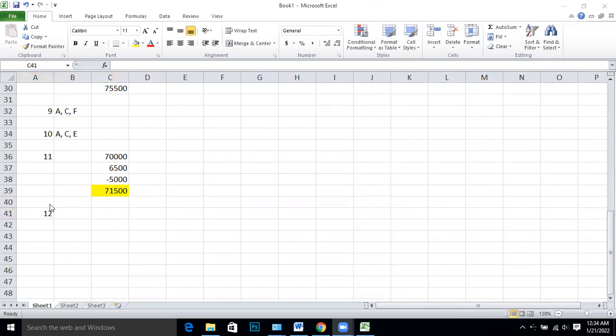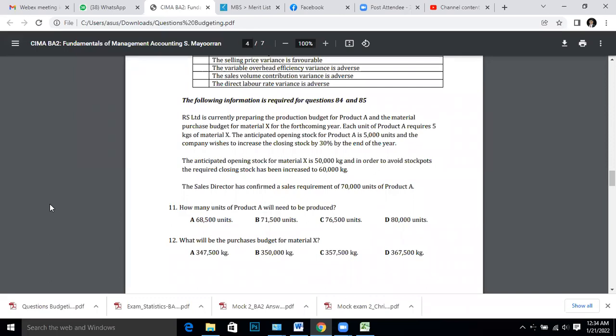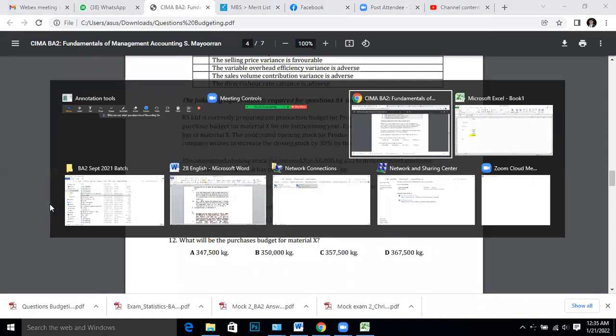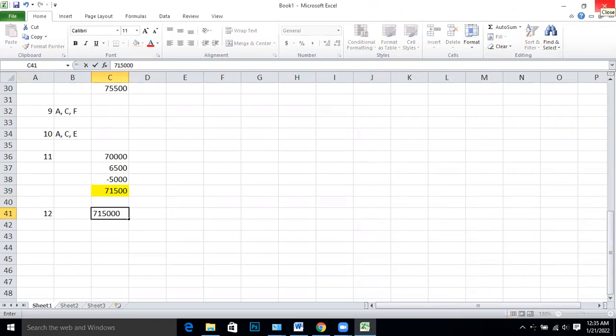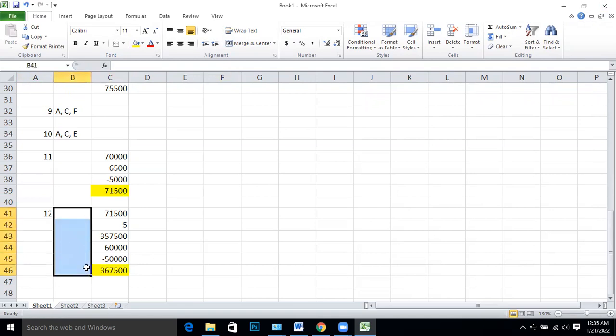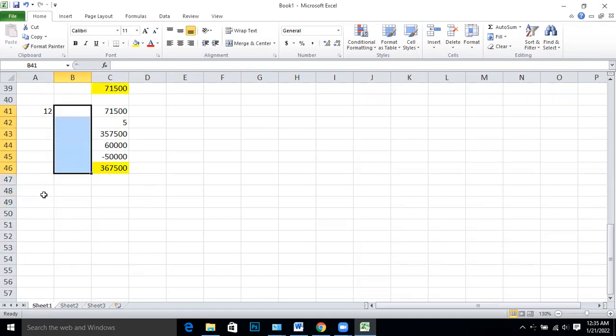12th one. What will be the purchases budget for material X? Purchase per unit is 5 kilograms. Opening 50, closing 60. 71,500 units, 5 kilograms per unit. Total usage is this, plus closing stock, minus opening stock. 367,500. See, when you're doing the exam, don't waste your time writing all these descriptions. Just put the numbers only and get the answer faster. Time matters.